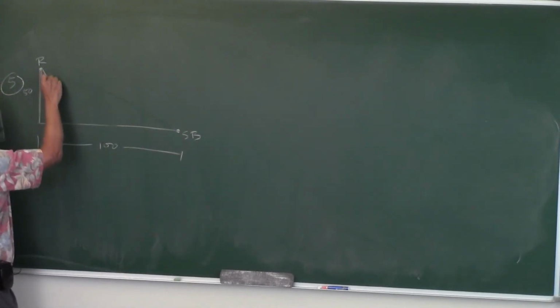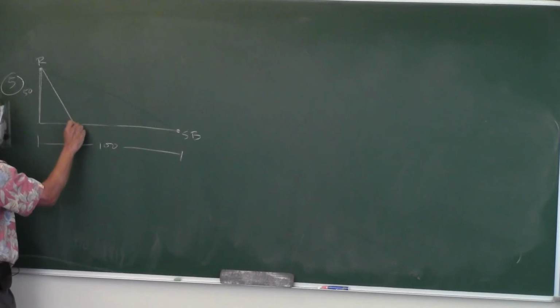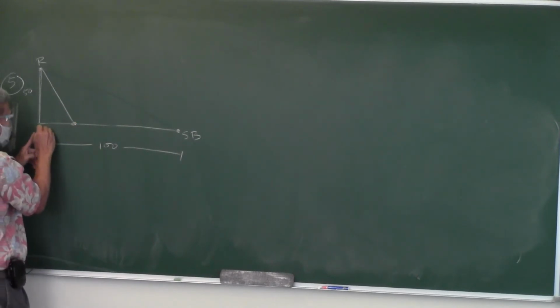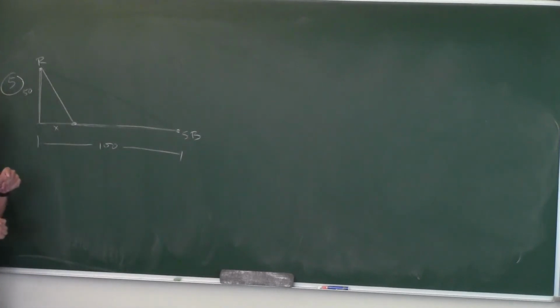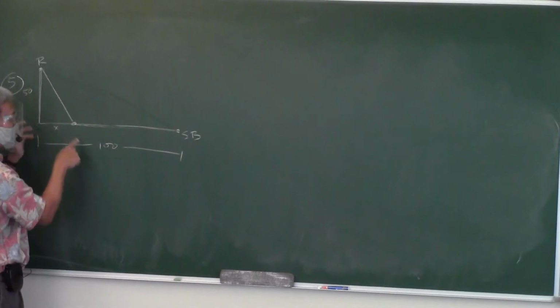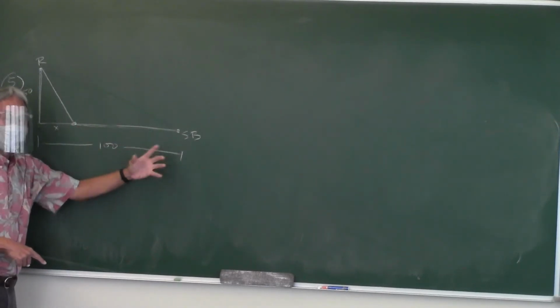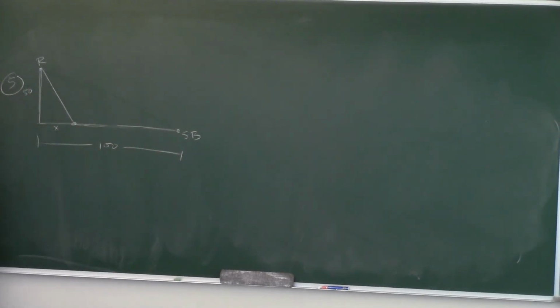Probably you're going to swim to a point over here somewhere, except we don't know. So that's why we call that x. And then run the rest of the way. That's going to get you the fastest. So what we want to do is find the value of x that will get the lifeguard there in the fastest amount of time.